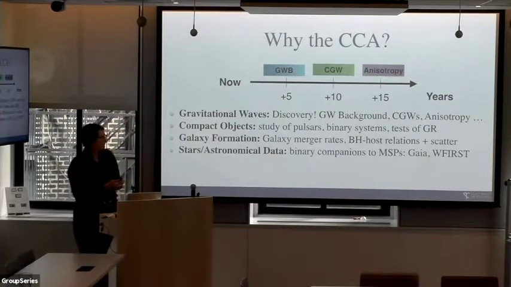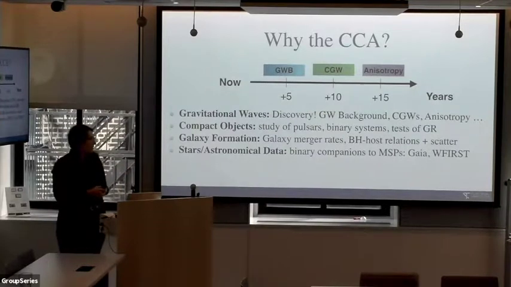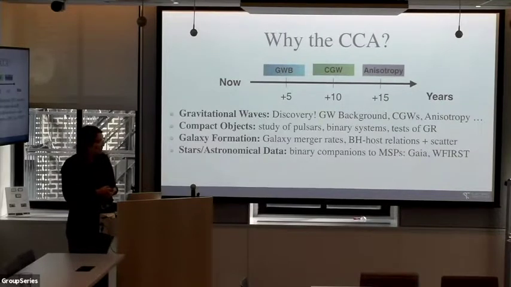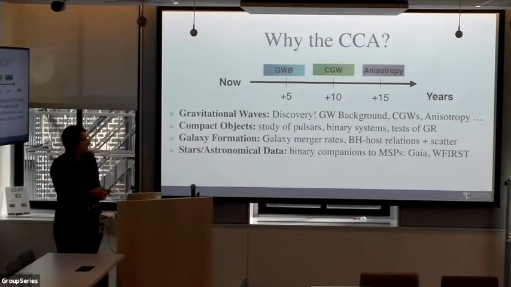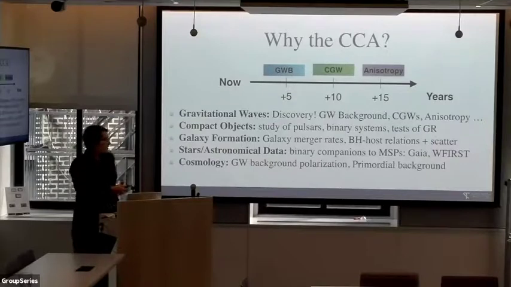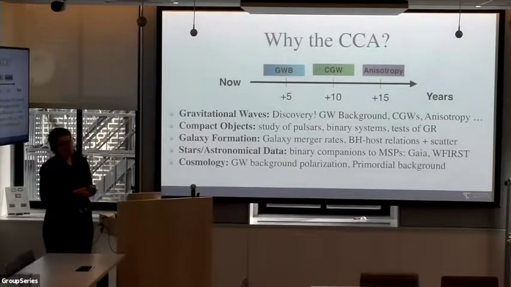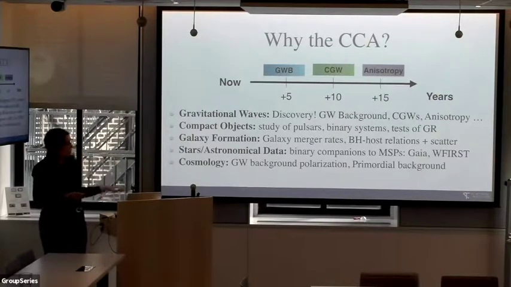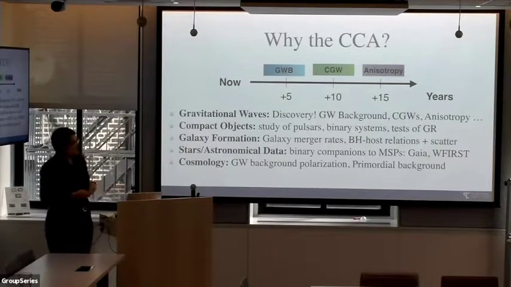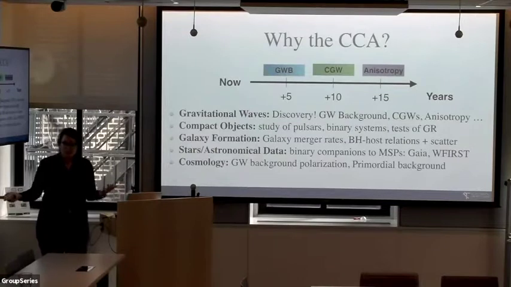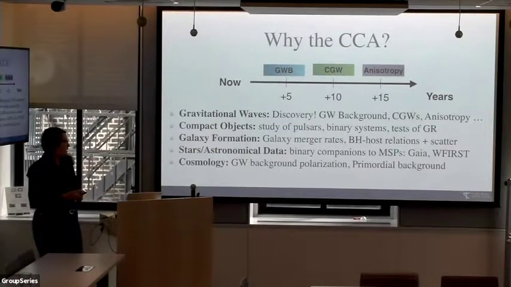For the stars in the astronomical data group, I've recently done a paper where we look at the binary companions to millisecond pulsars, which are typically white dwarfs or main sequence stars, in Gaia. And WFIRST will be a clear extension to this work when it applies. In terms of cosmology, there may be an aspect of gravitational wave background polarization to look at, because the background we're looking at is astrophysical, and can be dominated by a few nearby continuous gravitational wave sources, which may be, for example, circularly polarized. Also, something I can't talk about today but please ask me about is the primordial gravitational wave background. So, not from supermassive black holes, but potentially a relic from inflation.